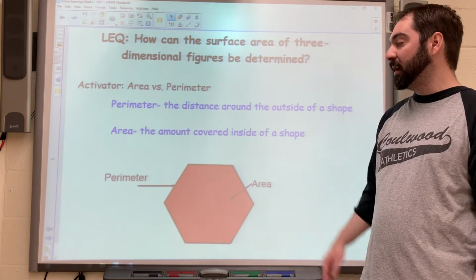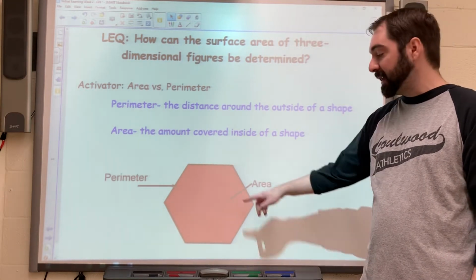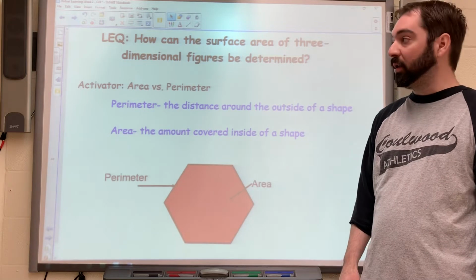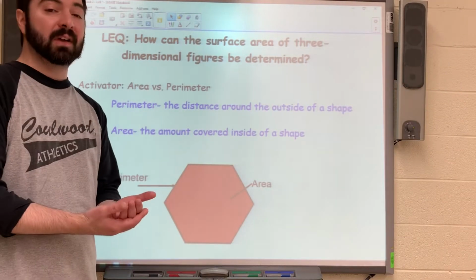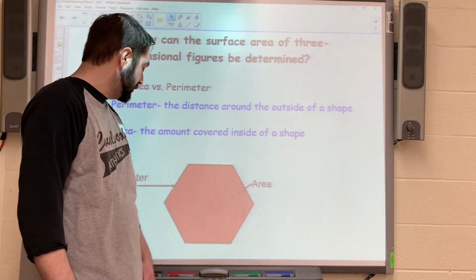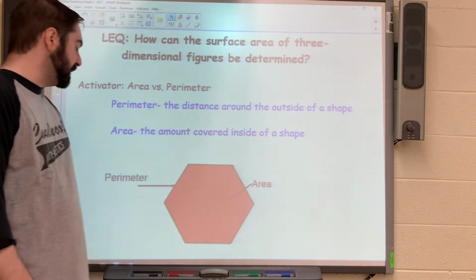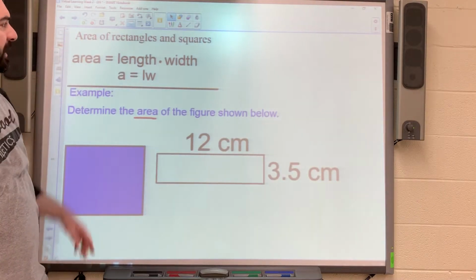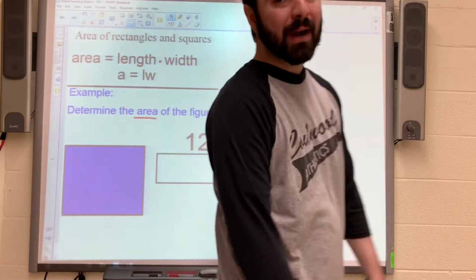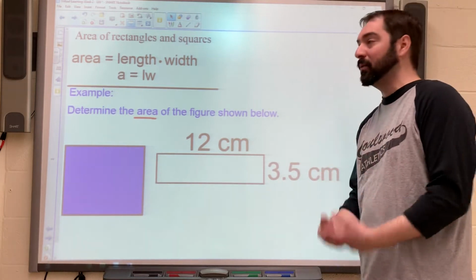And then the amount covered on the inside of the shape, that's our area, that would be represented by all the red. Now, we're going to use that information. We're going to be working on a lot of area this week. We will get back to the volume or the perimeter stuff in upcoming weeks. So, first up, we're going to cover the area of squares and rectangles as a quick refresher.